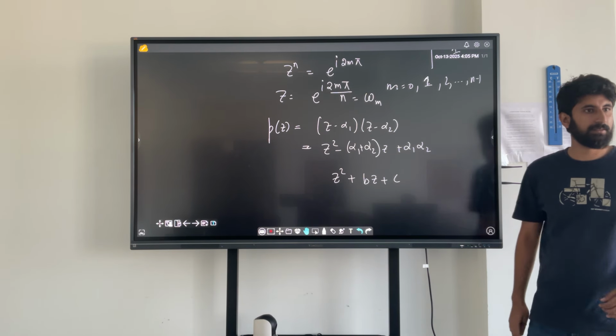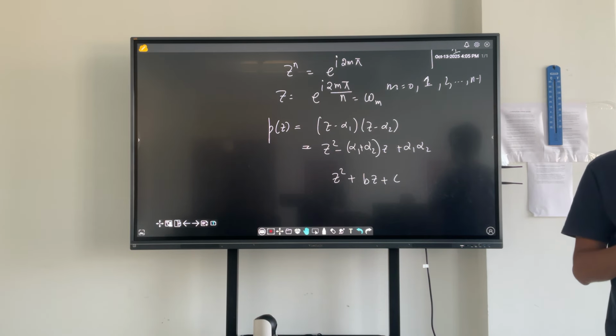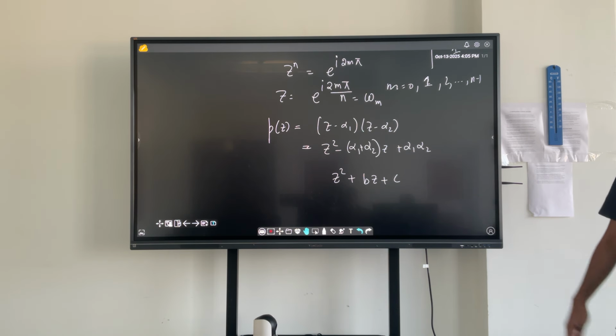How do I generalize this? I want to generalize it to a polynomial of degree n. How do I do that? What do you think I should do?